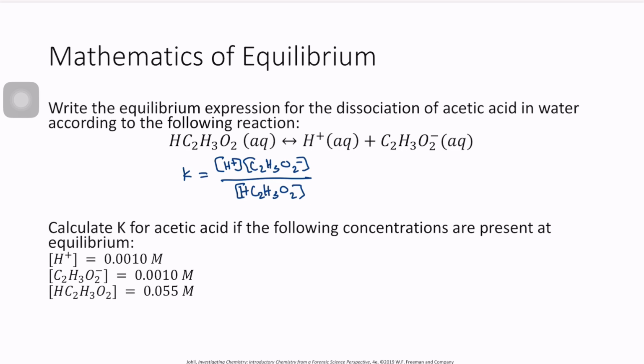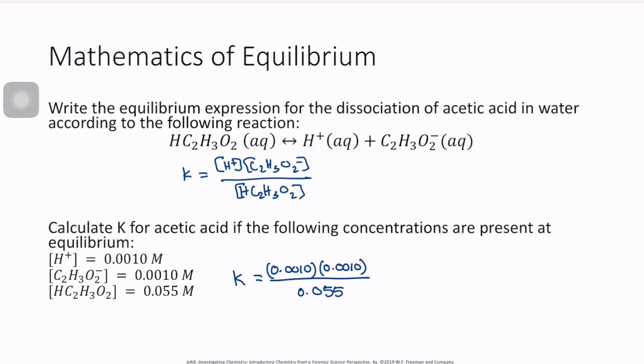Calculate K for acetic acid if we have the following concentrations at equilibrium. So again, this is just going to be a plug and chug situation where I plug my numbers in and then I chug it out on my calculator. So I have 0.0010 times 0.0010. They're the same, and then we're going to divide that by 0.05.